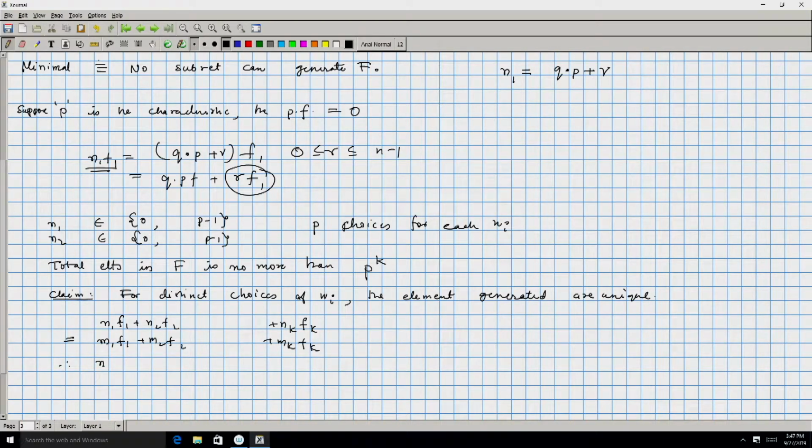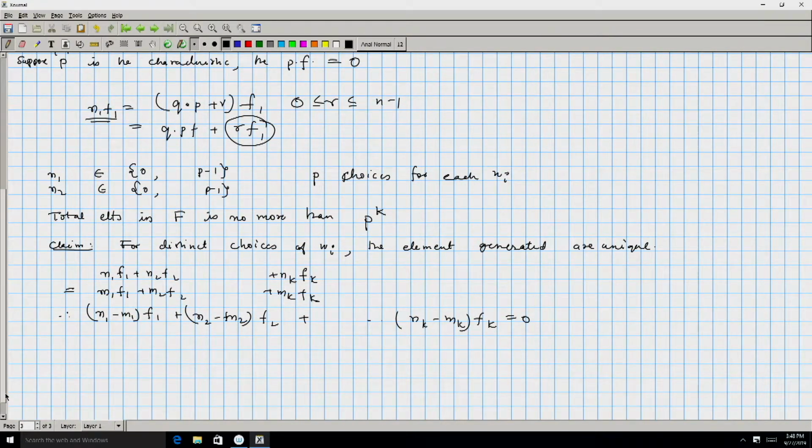So therefore we can rewrite this as n1 minus m1 times f1 plus n2 minus m2 times f2 plus all the way up to nk minus mk times fk must be equal to 0. Now since at least one of the ni minus mi should be non-zero, because if all of them were 0, that would mean the ni's and mi's are equal. So look at the first non-zero entry. Let us say the earlier ones are 0, and ni minus mi is not equal to 0, times fi plus some other terms involving fi plus 1 all the way up to fk, is going to be equal to 0.